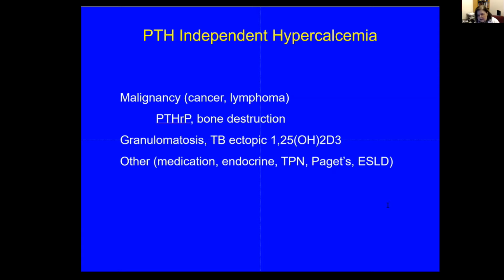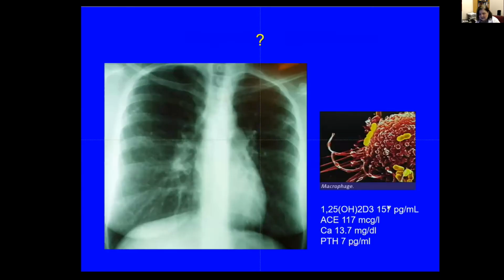You can look around in the room. If TPN is hanging, that could be the reason for the hypercalcemia. End-stage liver disease, I just had one in the summer with very significant high calcium, unexplained by anything else. And Paget's disease is getting rare, but it could also present with hypercalcemia.